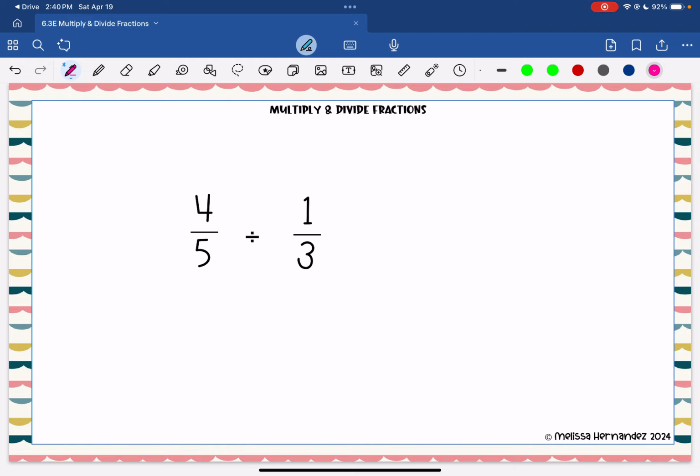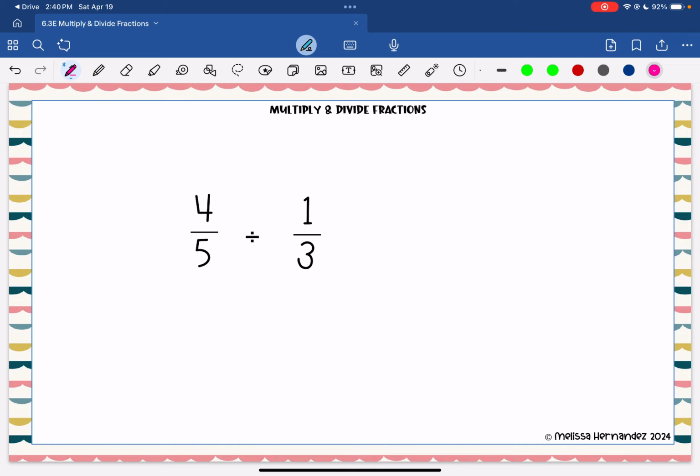But let's refresh our memory on what fractions are. The top number is your numerator, the bottom number is your denominator. So the top number, which is the numerator, is your part size, and then the bottom number is your part total. And so basically, there's 5 pieces, and then 4 of them would be selected or shaded.